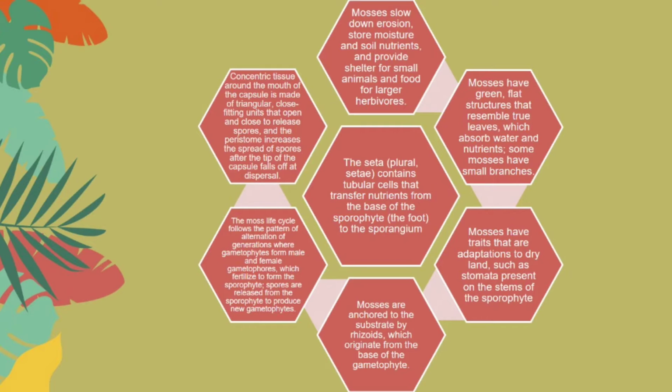The concentric tissue around the mouth of the capsule is made of triangular, close-fitting units that open and close to release spores, and the peristome increases the spread of the spores after the tip of the capsule falls off for dispersal. Lastly, the seta, or in plural setae, contains tubular cells that transfer nutrients from the base of the sporophyte to the sporangium.